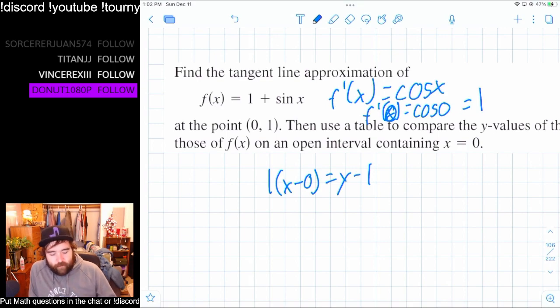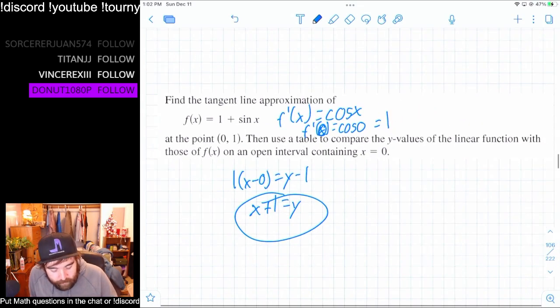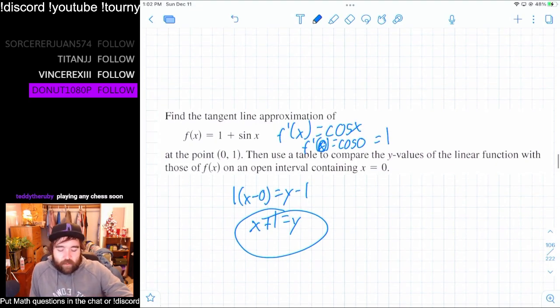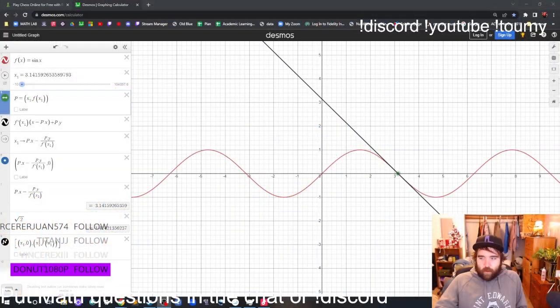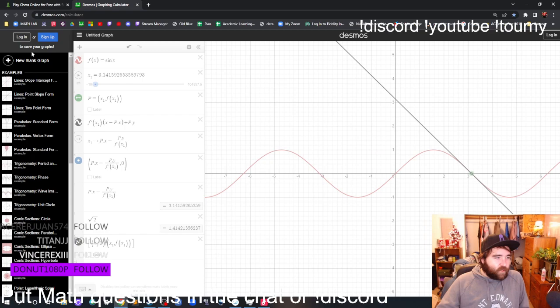So there's our equation of the line. You see, it's actually just x equals y minus 1. Or if you want it in slope-intercept form, x plus 1 equals y. That's our tangent line approximation. And the next thing they say is they want us to compare that with a table. So we'll do that, and we'll even do maybe one better by going to the graph. So let's actually save this.